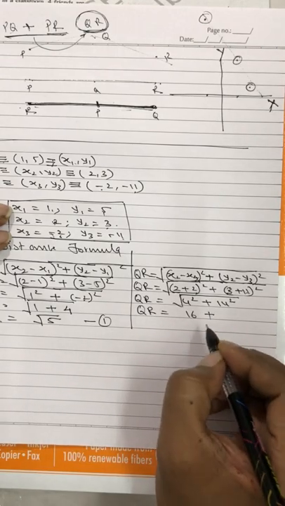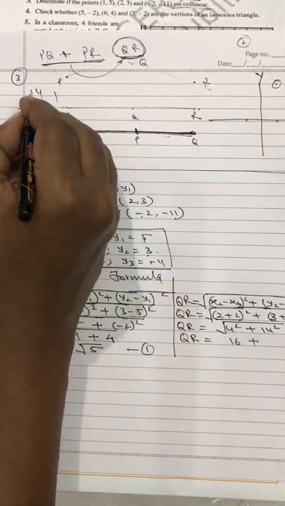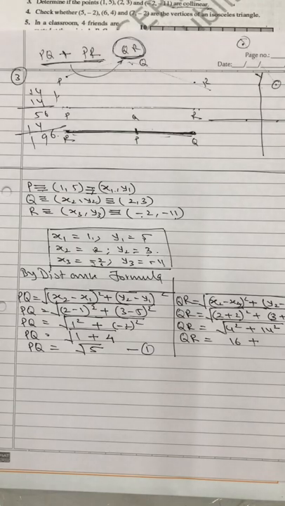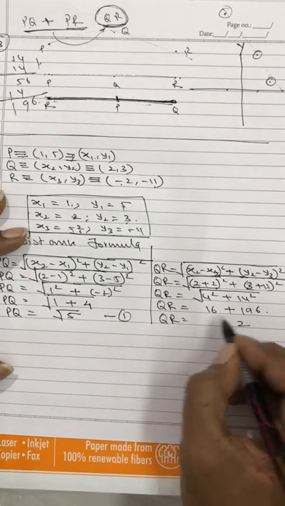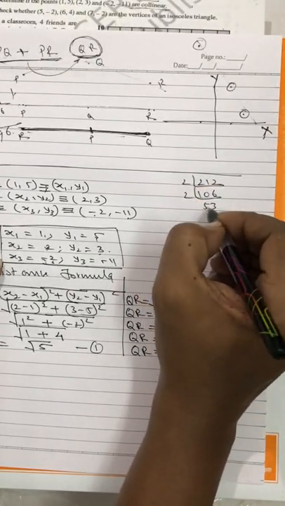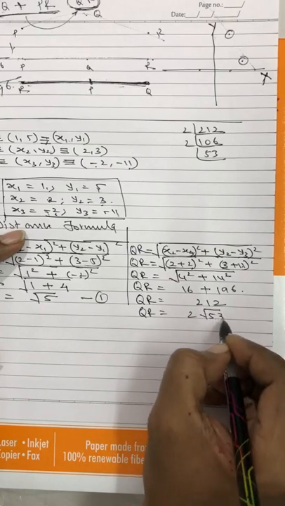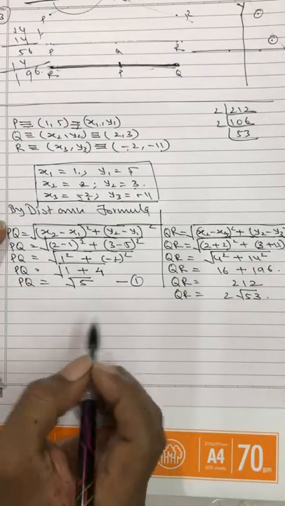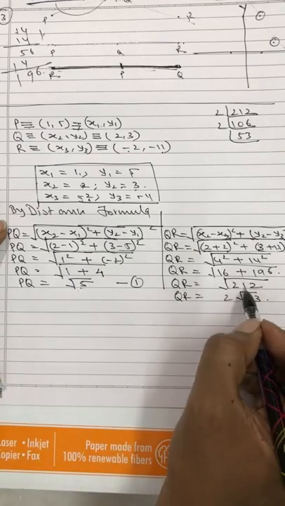QR is equal to root of 16 plus 14 square. 14 square is 196. Is it true? 4 fours are 16, 4 ones are 4, so 196. So this will give QR is equal to root 212. I will have to factorize this, but it is not coming anywhere. It is 2 root 53. Okay, this is not going to help in any way. I don't think they are collinear points. Now, next, we can keep them in any fashion. This is also required over here: root 5, root 212.